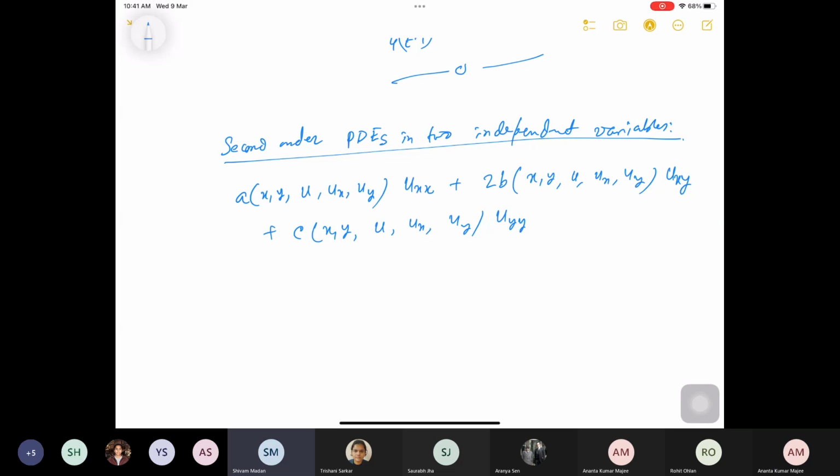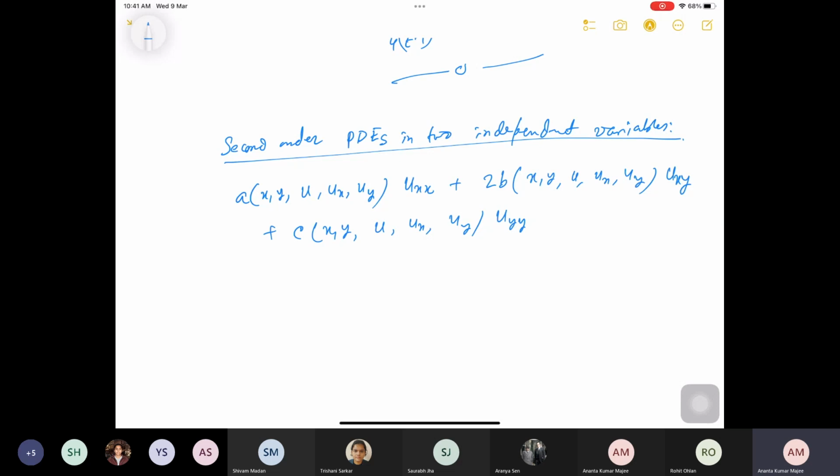So why have we put 2b? I just put it for simplicity, nothing else. You can put just b. This is just for simplicity, because later on we'll have some formulation where it is easy to remember. Okay, sir. Okay.